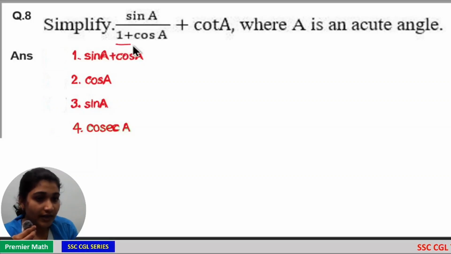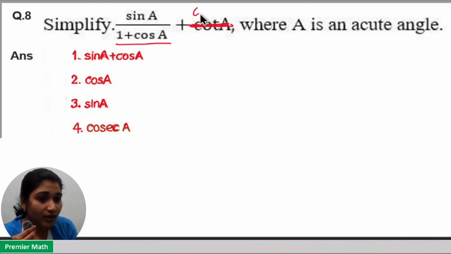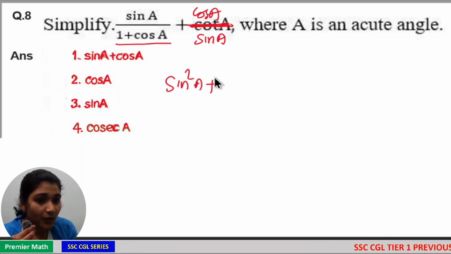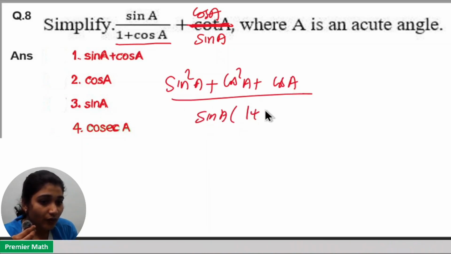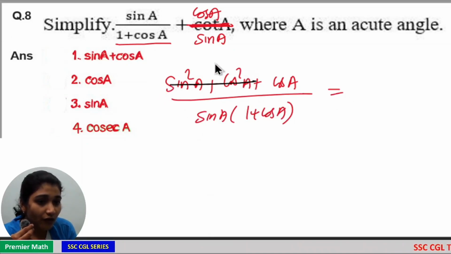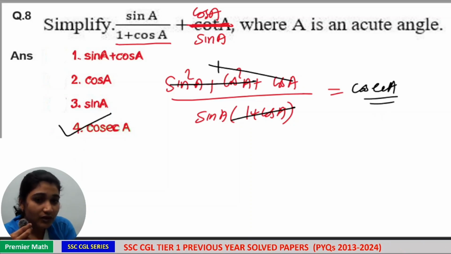Simplify sin A divided by 1 plus cos A, plus cot A, where A is an acute angle. Here, write cot A as a fraction. Cot A is equal to cos A divided by sin A. Now cross multiply: sin square A plus cos square A plus cos A divided by sin A into 1 plus cos A. Here sin square A plus cos square A is equal to 1. So 1 plus cos A and 1 plus cos A cancel. 1 by sin A is equal to cosec A. Option 4 is your answer.